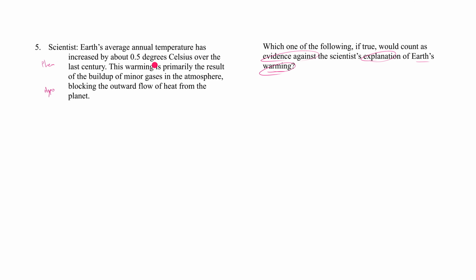But here, when we're talking about the temperature of the entire globe, of its entire Earth warming, it's more likely that there are many causes, and the scientist is careful, is measured in her hypothesis, saying this warming is primarily the result of buildup of minor gases in the atmosphere blocking the outward flow of heat from the planet. How did this happen? Did the sun get hotter? Maybe, but not primarily because of that. Primarily, it's because of these minor gases that built up in our atmosphere that act as a blanket that prevent the outward flow of heat from the planet.